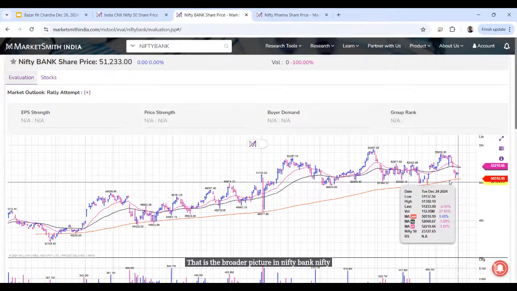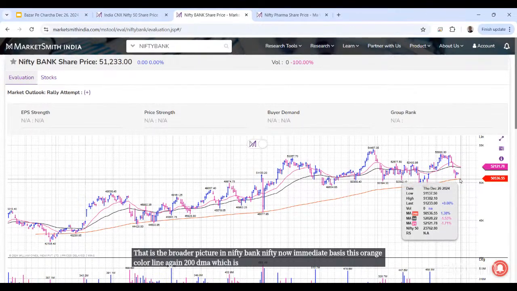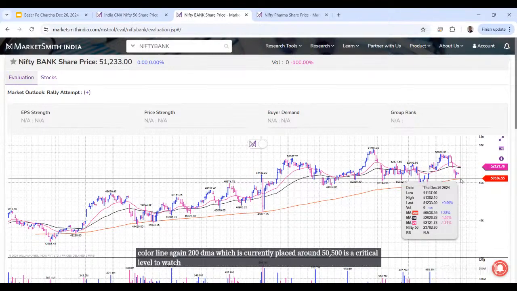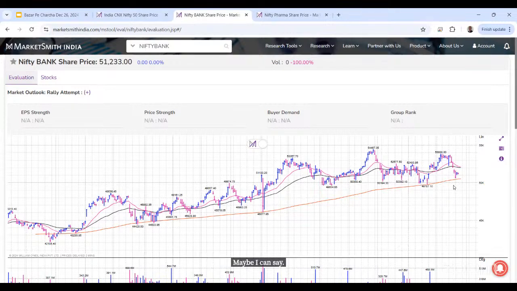Now, on an immediate basis, this orange line, again the 200 DMA, which is currently placed around 50,500, is a critical level to watch. Suppose it breaches 50,500, then one can expect 49,500 kind of levels. And the day it breaches 49,500, maybe I can say bulls will completely lose their hold on the market, at least from a Bank Nifty perspective. But if you ask me whether it is going to happen, frankly speaking, I don't know what will happen. But yes, these are the levels.